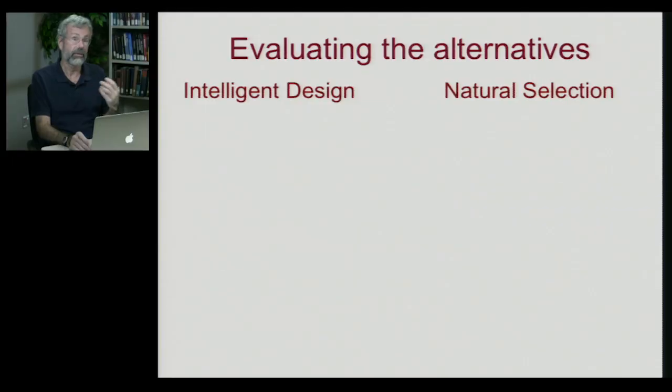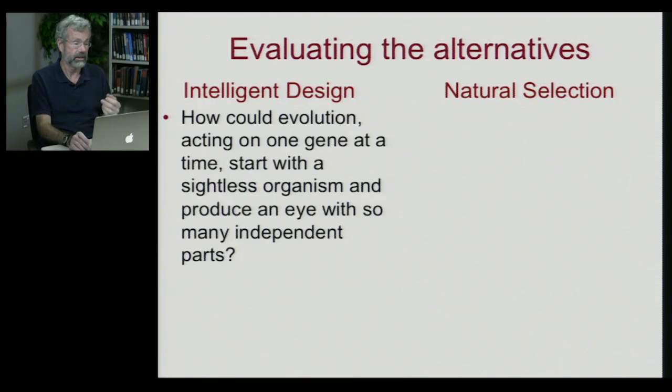Half of an eye is not nearly as useful as you might think. You have to have all or nothing. Now, if we evaluate these alternatives, we have on the one hand intelligent design that asks, how could evolution, acting on one gene at a time, start with a sightless organism and produce an eye with so many independent parts.